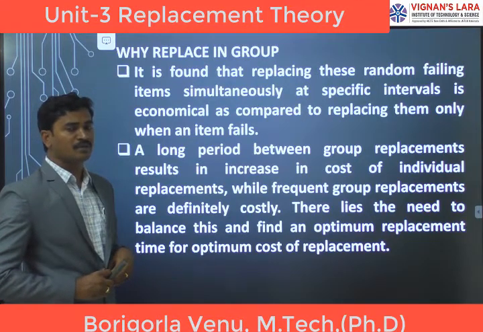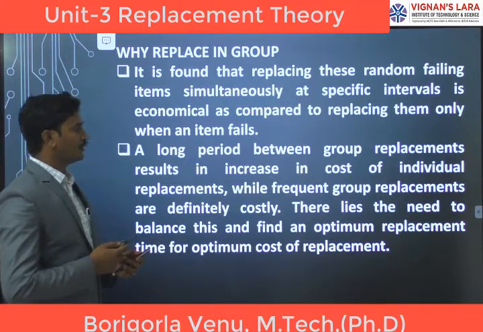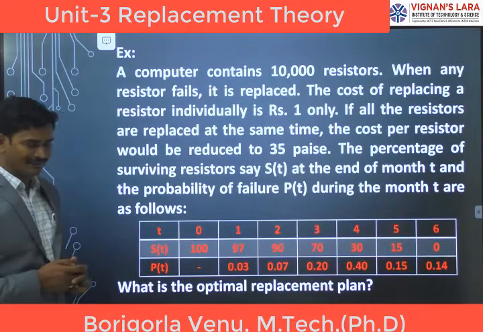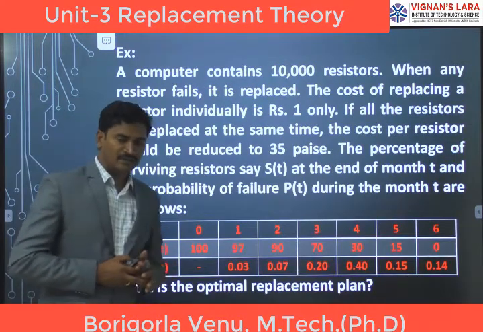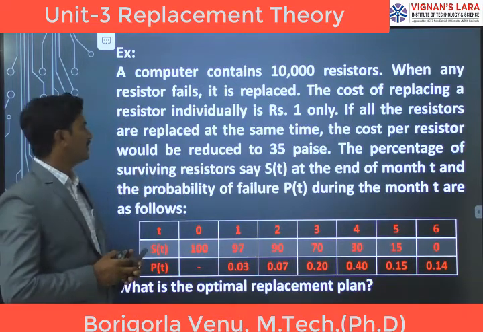Based on that optimal replacement cost only, we are going to replace the items by group replacement. Here the cost is the important factor. Okay. Next, coming to the example. Here I have taken one example. From this example, I would like to explain this group replacement.